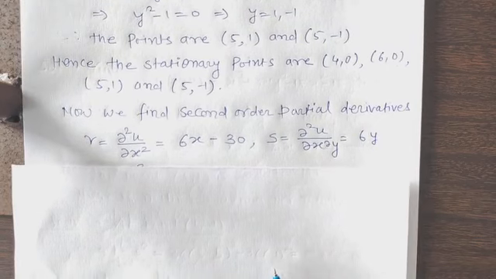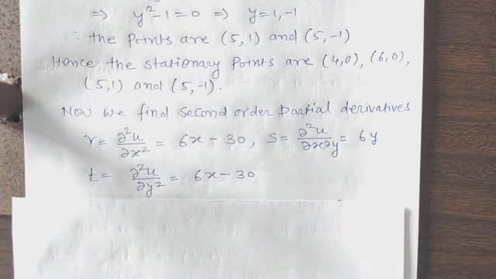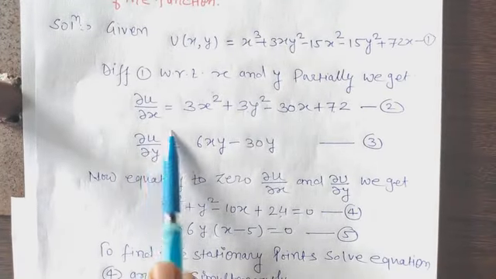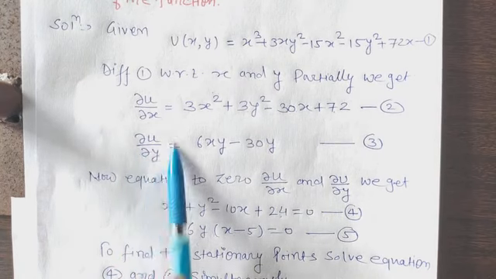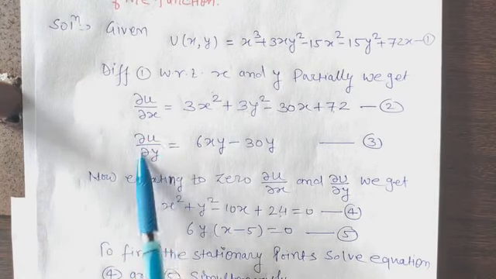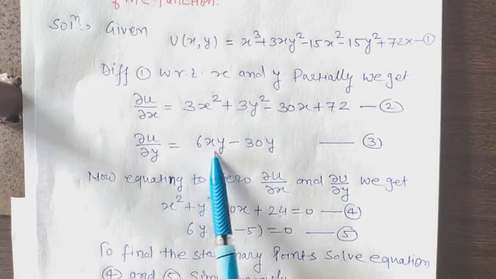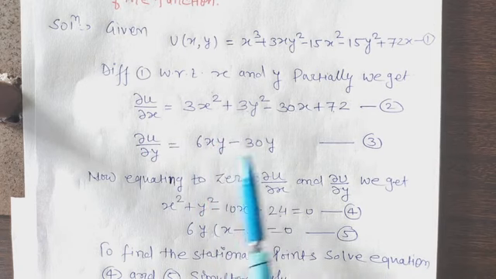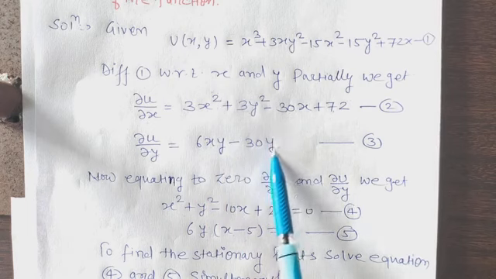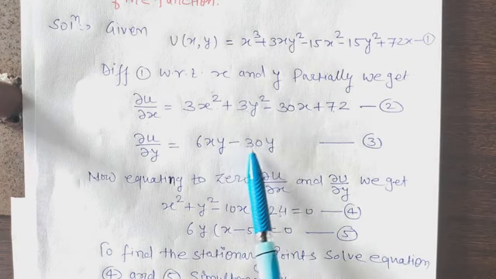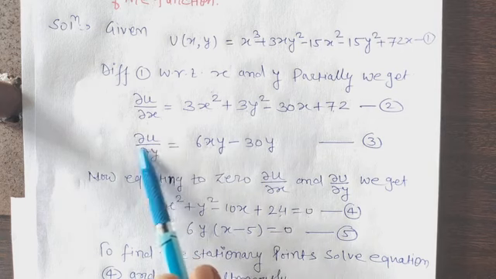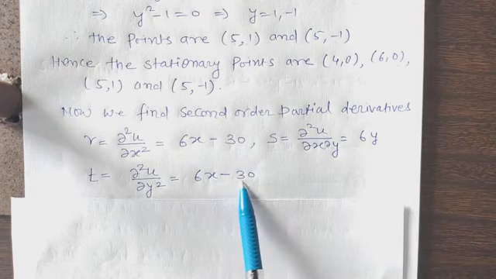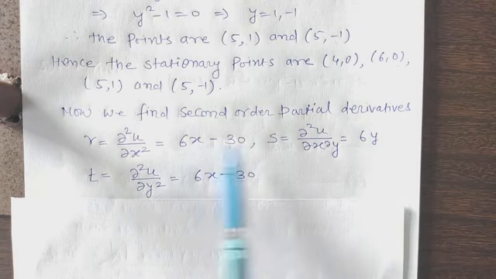Now we find t, del 2u by del y2. For del 2u by del y2, we differentiate equation 3 with respect to y partially. So del by del y of del u by del y, we get del 2u by del y square. So differentiate this with respect to y. 6x is constant and the derivative of y is 1, so we get 6x. Here the derivative of y with respect to y is 1, so we get 30. So 6x minus 30 is del 2u by del y2. That is the value of t. So the value of t is 6x minus 30. So we have found r, s and t.